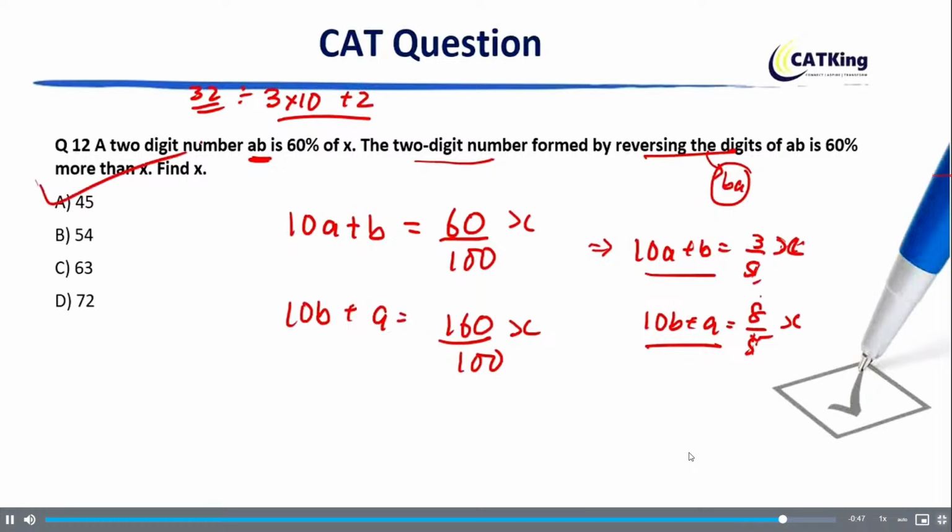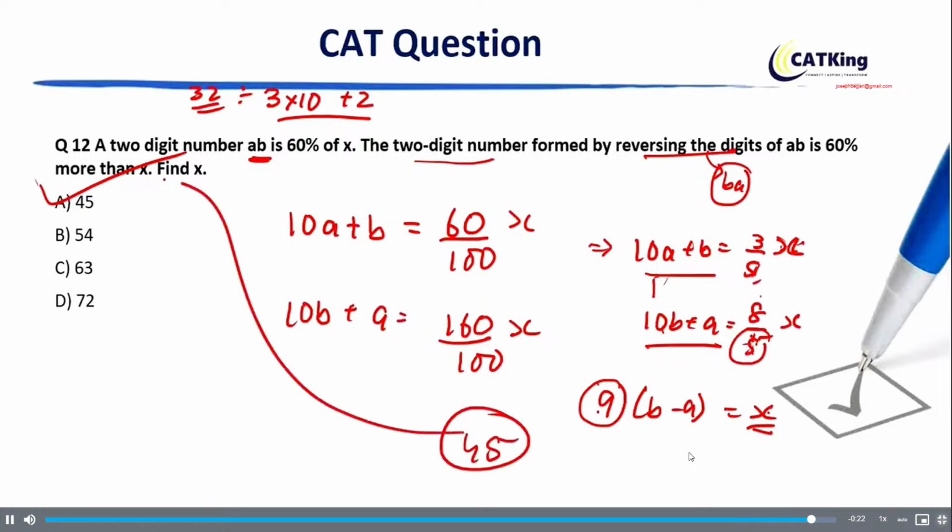Answer is simply 45. I just saw that x should be a multiple of 5 and I am marking the answer as 45. And if you want to calculate it, see. X is a multiple of 5, correct? Also, if I subtract this, then what I will get? I will get 9B minus 9A equal to x. So x is a multiple of 9 as well. I am just subtracting these two. So x is a multiple of 9 and 5. Hence x is a multiple of 45. Answer is 45. But by looking at it objectively, I could have directly marked the answer as A.